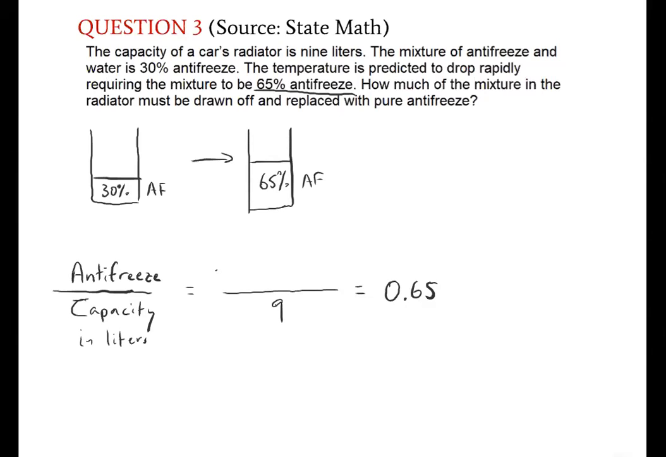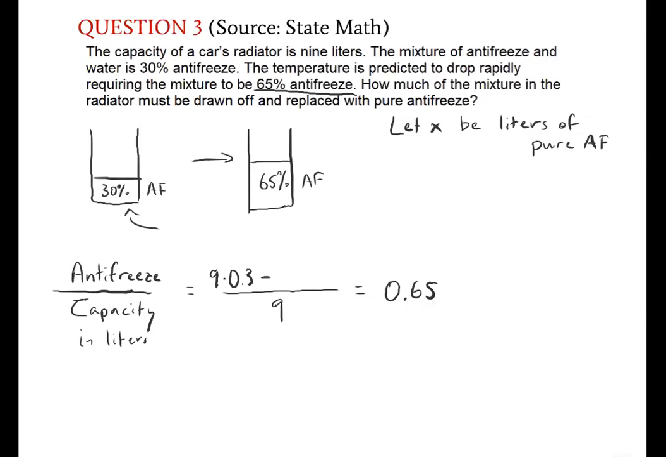So that's just 9 times 0.3. 0.3 is from this thing because it's stated in the problem, and the 9 is just the capacity. So we have to remove some of the mixture, and then we have to add pure antifreeze. So let's just let X be the liters of pure antifreeze, AF.